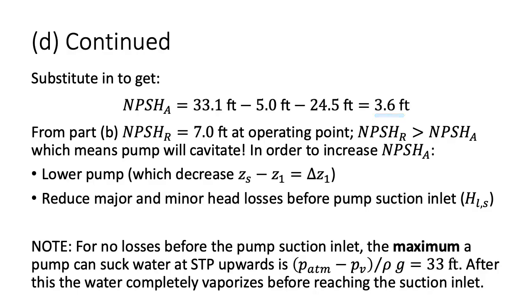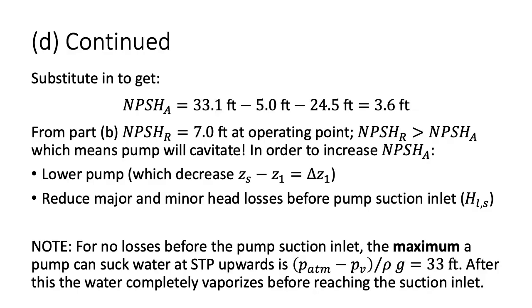Note that if this had been below 0, the pump would definitely cavitate. Because it is above 0, we need to compare it to the net positive suction head required, which was 7 feet, to check for cavitation. Because it is below this value, the pump will likely cavitate. Thus, to use this pump, we would have to reduce the losses before the suction inlet. Several options include lowering the pump and reducing the major and minor head losses before the suction inlet.